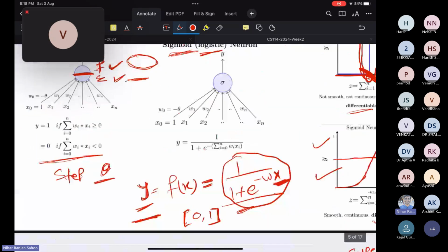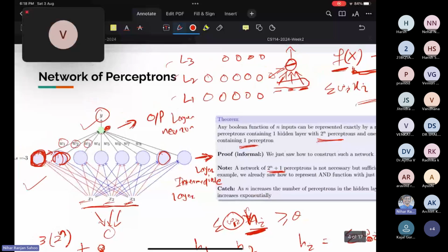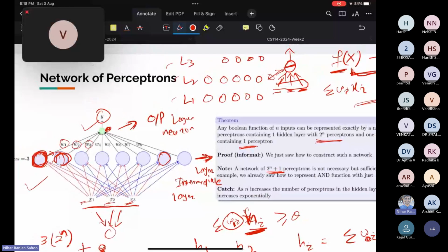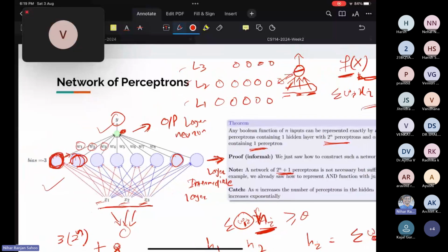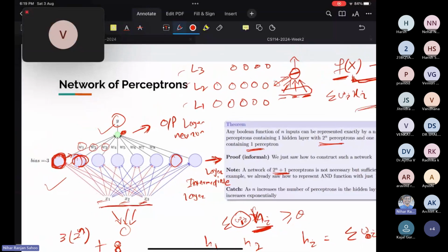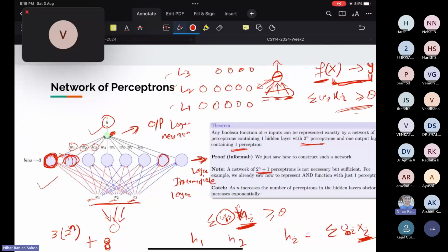I forgot to mention. During the history of AI, we studied something called the universal approximation theorem, right? Universal approximation theorem. If you are not able to recall, you can go back and see the lecture, sorry, the recorded video.